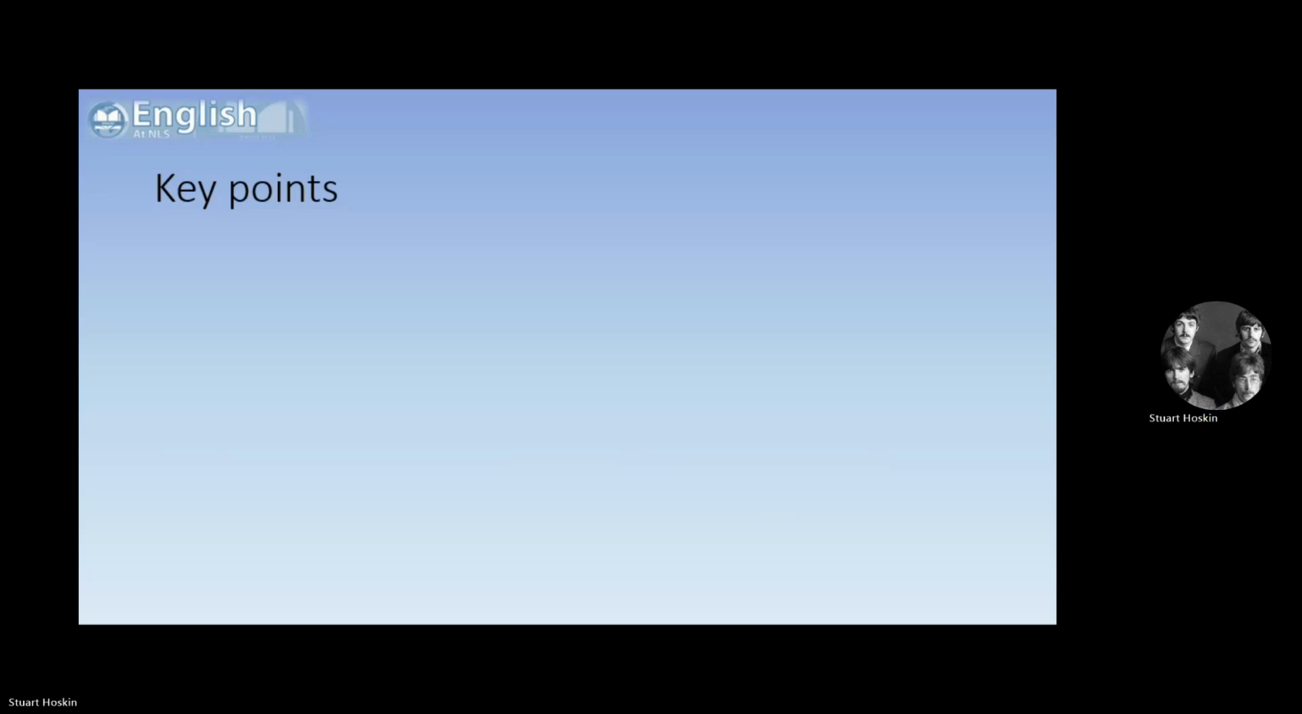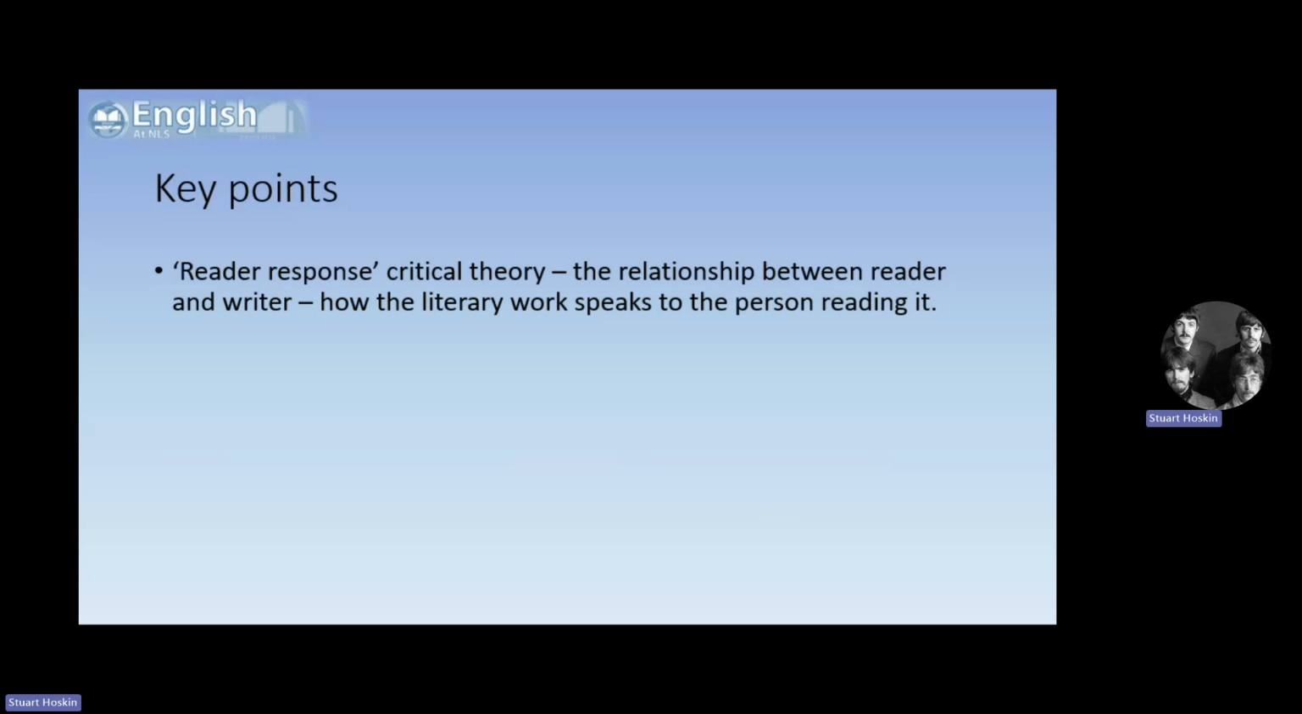They point out to us, because they want us to make it clear to our examiners, that this qualification is rooted in what they call reader response critical theory, the relationship between the reader and the writer. In other words, what they're trying to do is see you, at a high skill level, examine that relationship. Examine how a literary work speaks to the person reading it. Now that opens something up very clearly for you. How the person reading is spoken to. Who's the person reading? It's you.